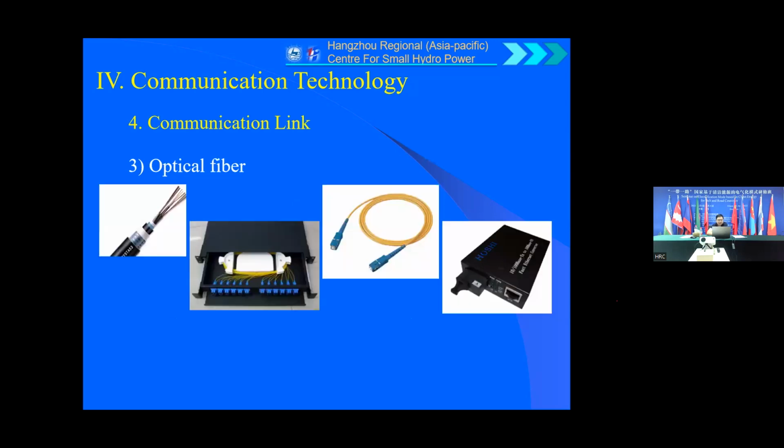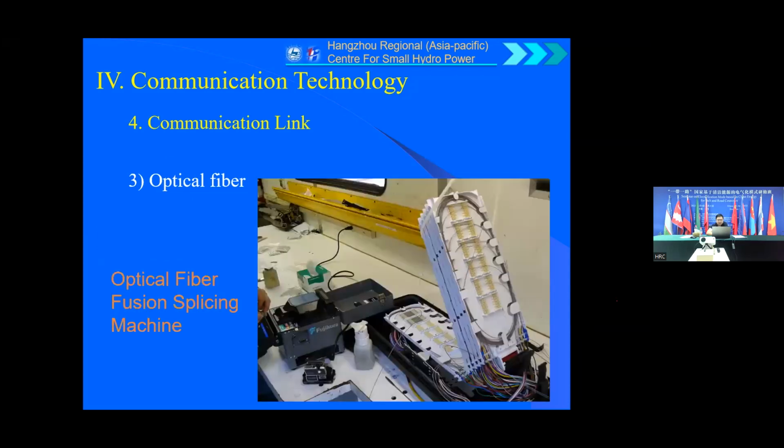This shows some of the components of the optic fiber. We connect the optic fiber to the terminal box here, and we connect the terminal box to the converter with this small cable, and then we can convert these light signals to electric signals to the Ethernet port. This is the optic fiber fusion splicing machine.